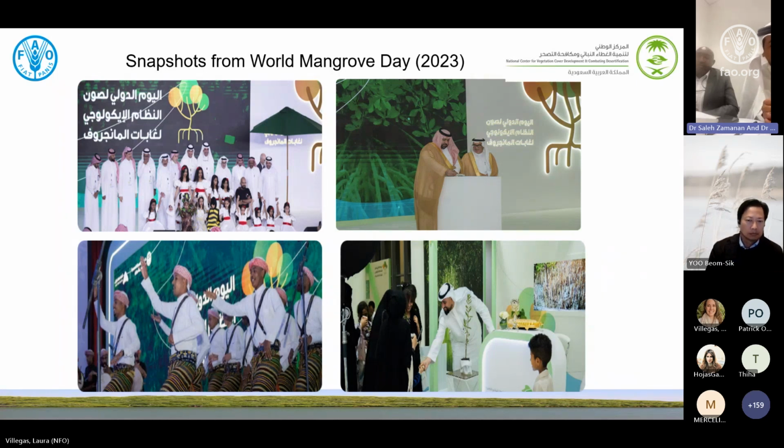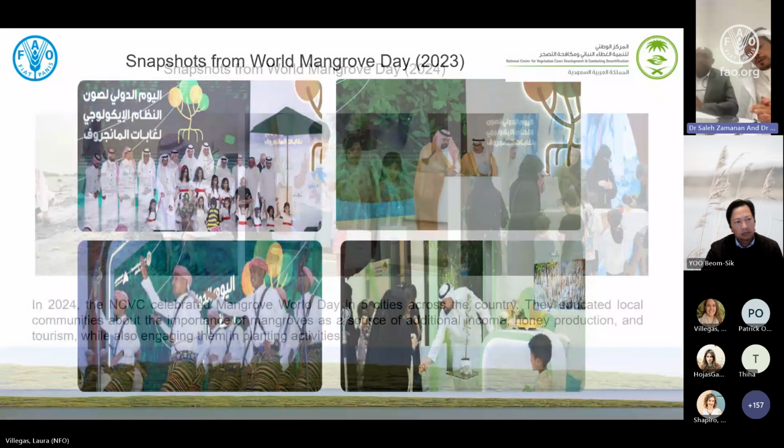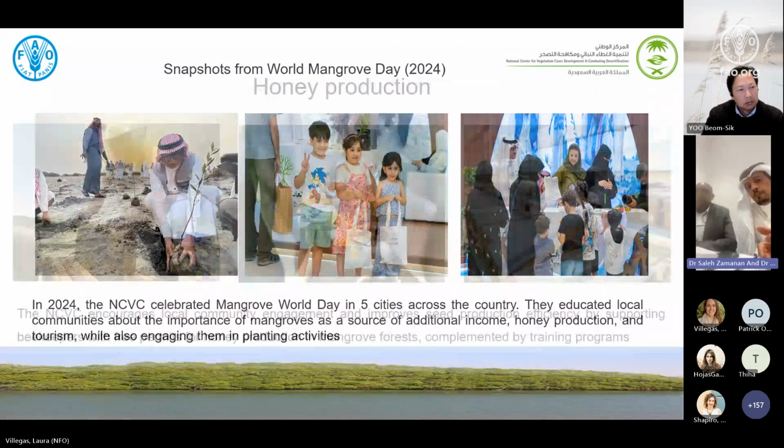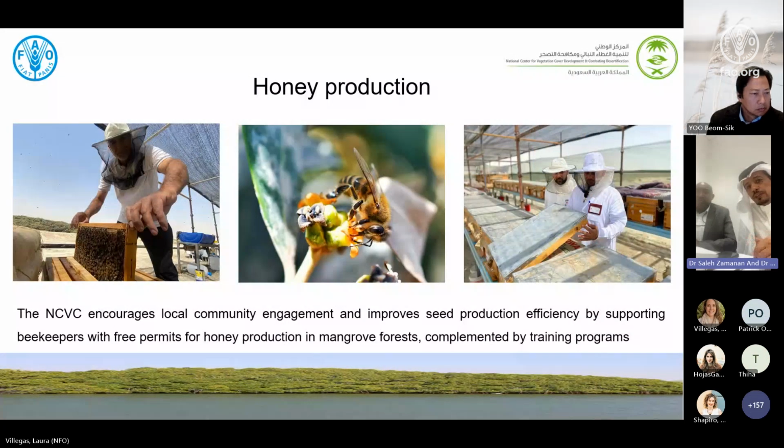our lovely trees. Now, I will let you watch a video of what we produced this year for our Mangrove Day. So please press the video. Next. Yes, some pictures of our celebrations in different cities.